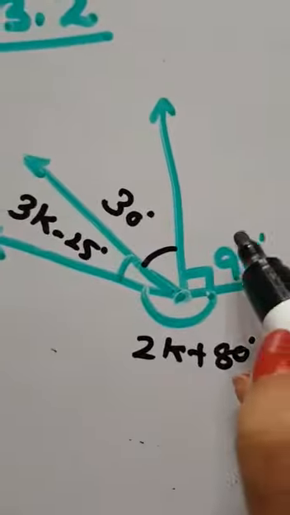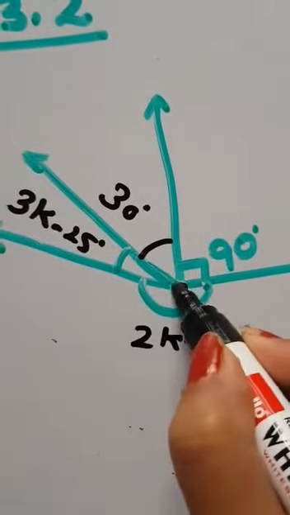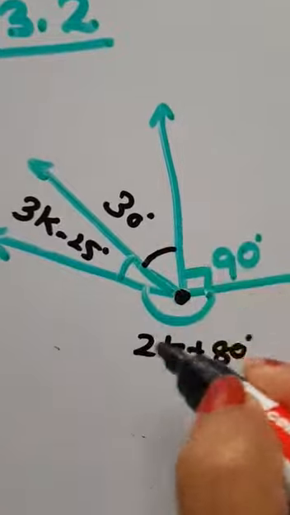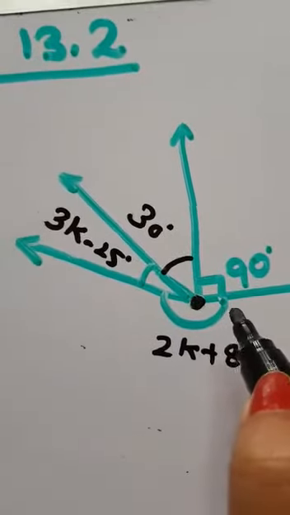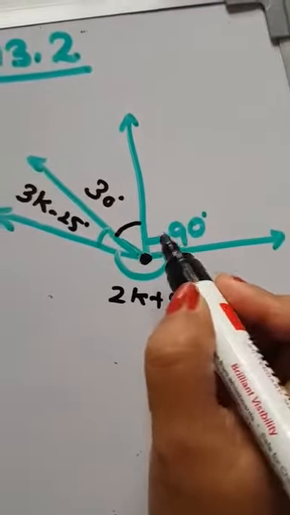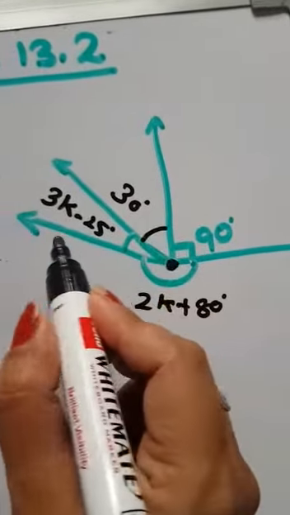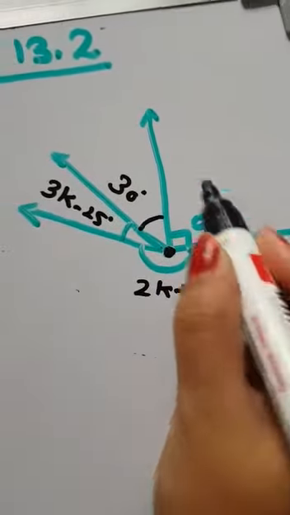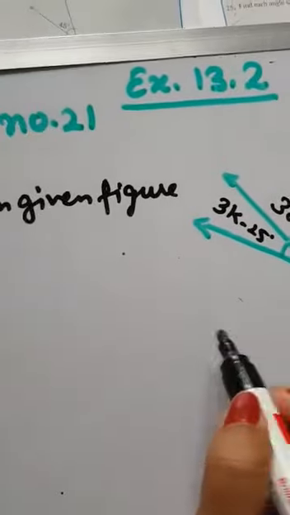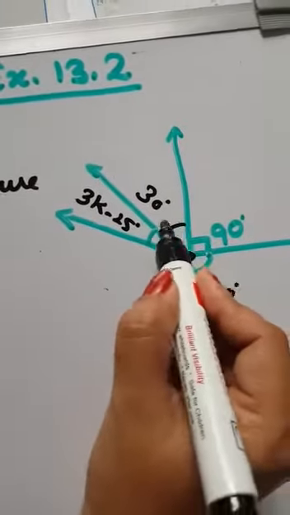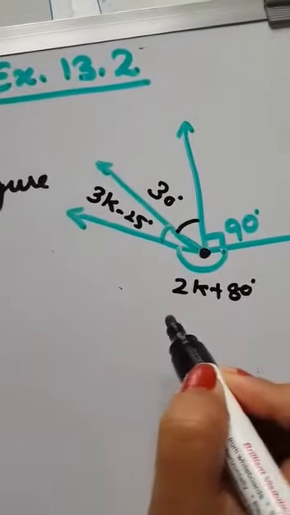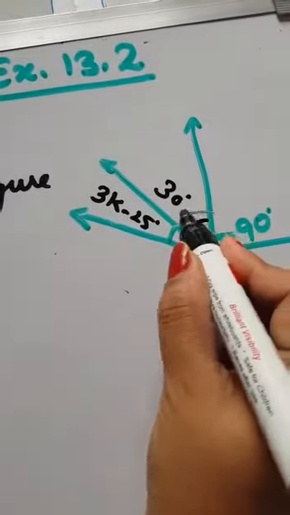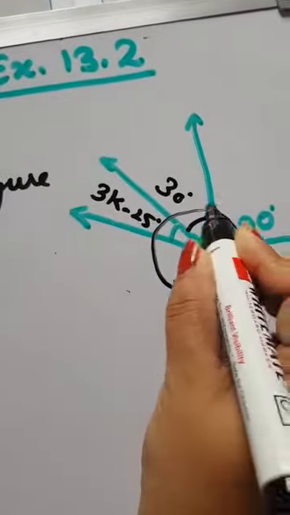Suppose here we are having the first part of sum 21. This is the point and many angles are around the point. This figure is given to you. This is 90 degree, the first angle. This small angle is 30 degree. This is 3k minus 25. This is 2k plus 80 degree. We have to find the value of k in this figure. So what we will do, we will add up all the angles and equate it to 360, because these are the angles which make a complete angle.